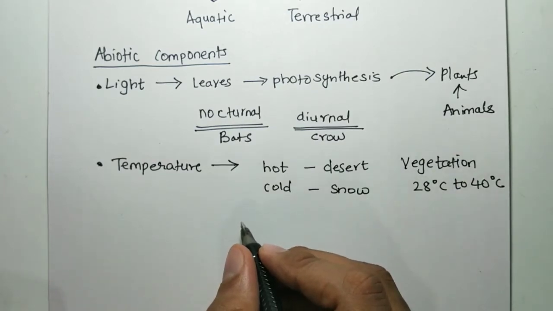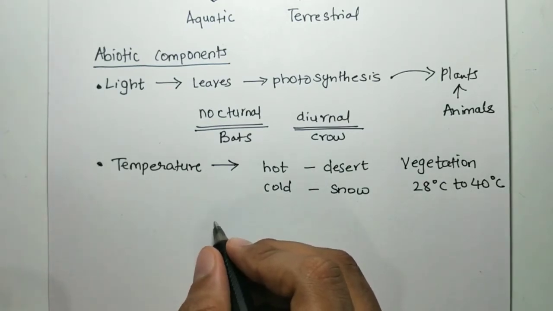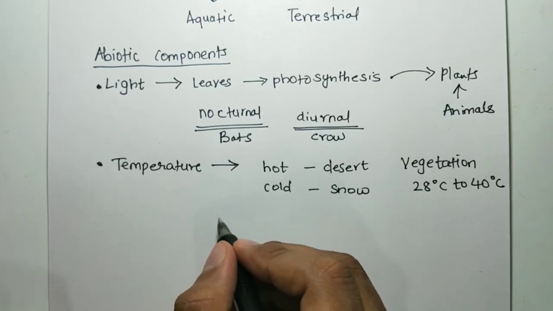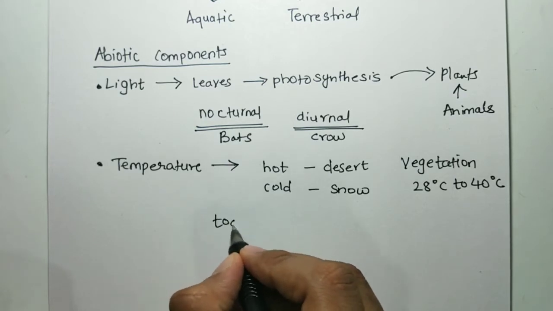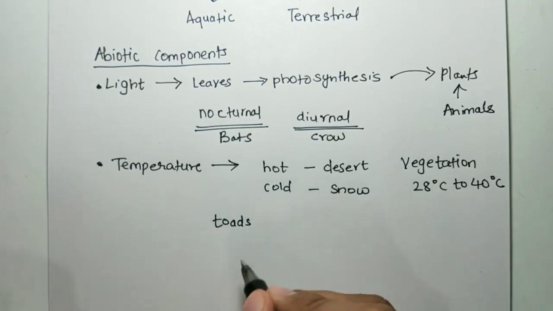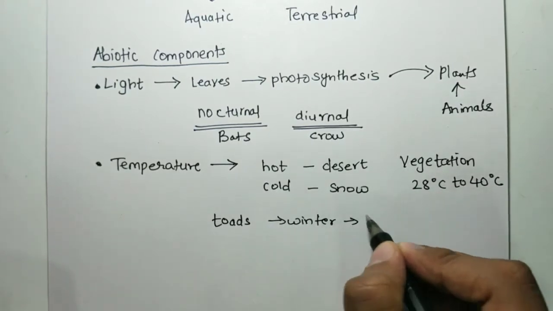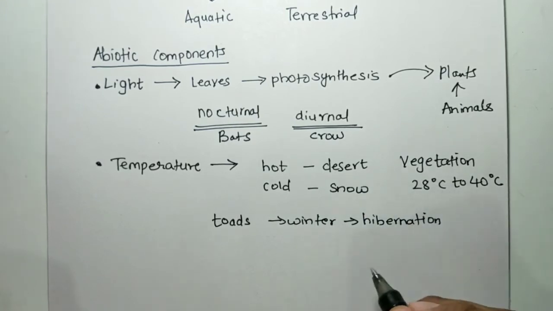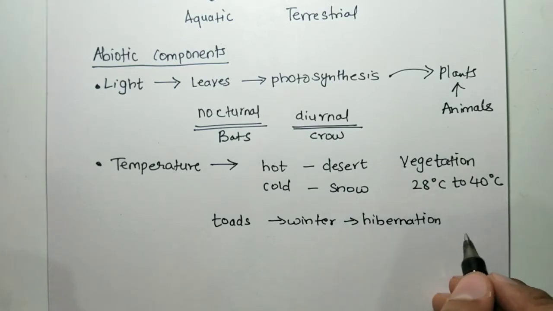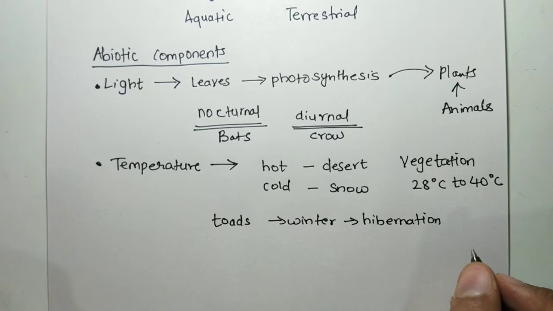Now there are animals who cannot withstand high temperature or low temperatures. For example, toads. They cannot withstand very low temperature. So in winter they go in hibernation. What is hibernation? They go inside the soil or inside their homes, or they dig inside and in a warm place and hibernate, means sleep for a few months. This is called hibernation.